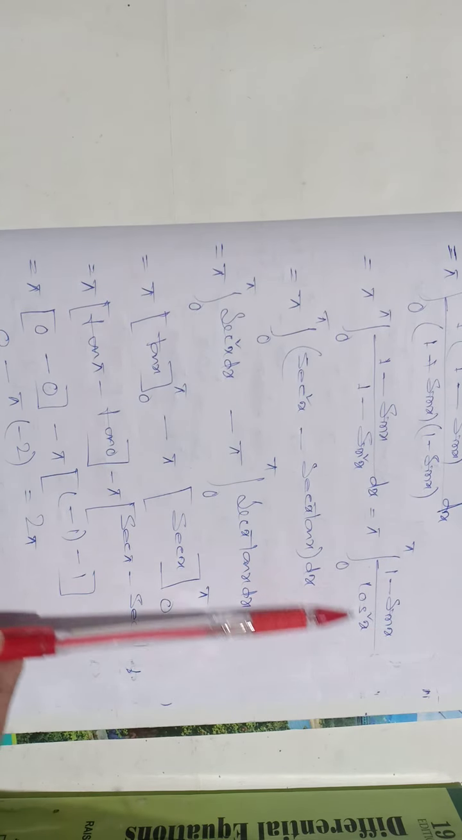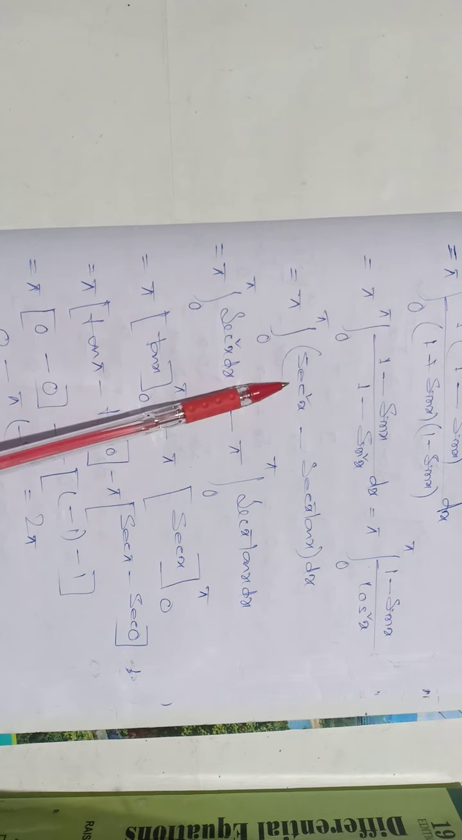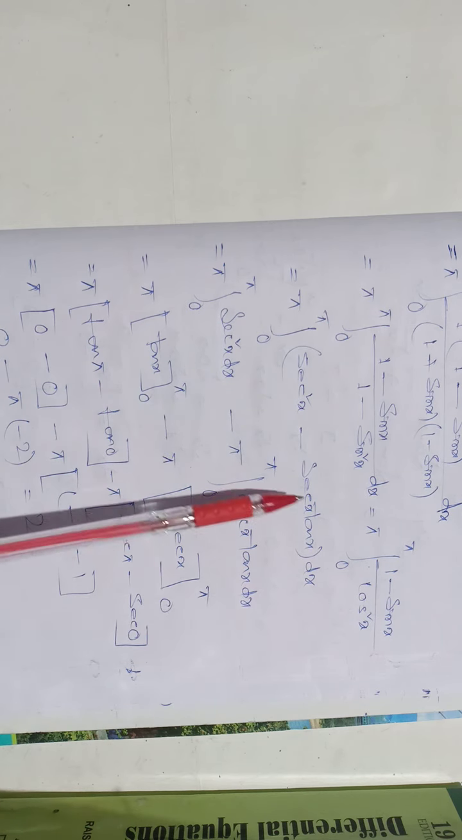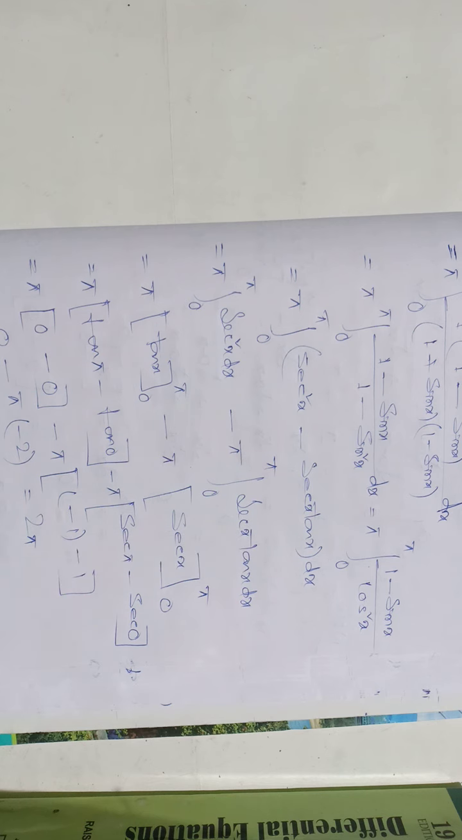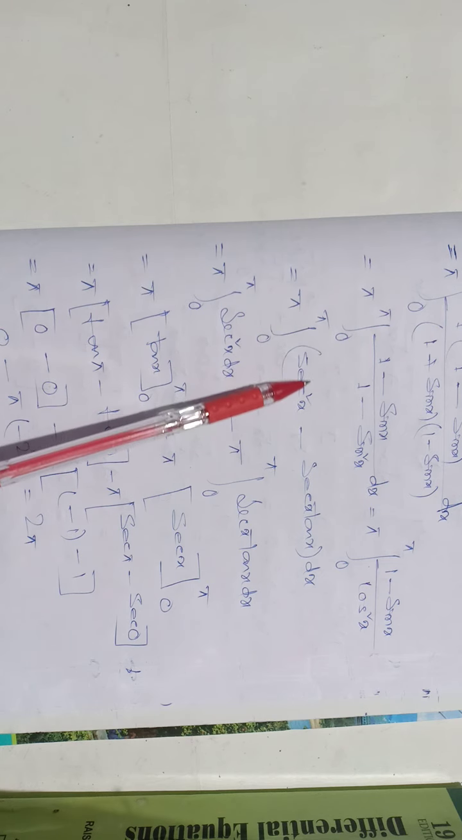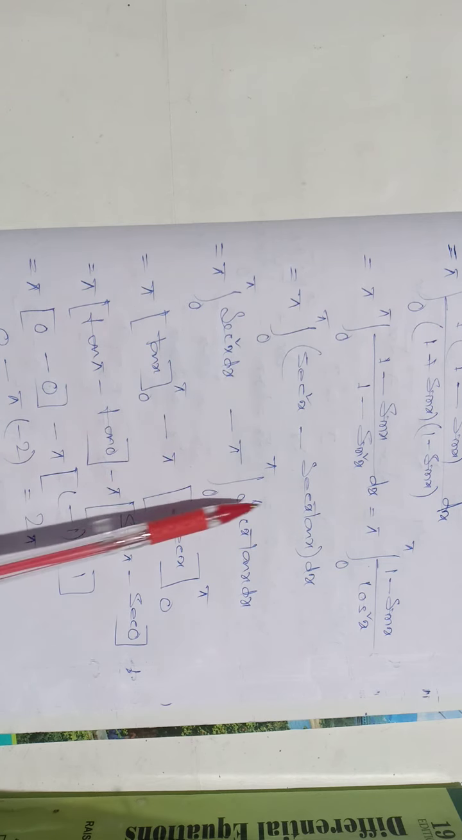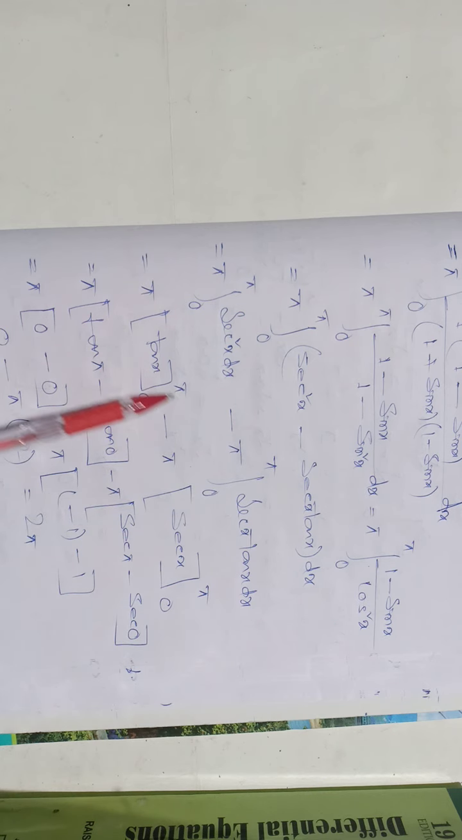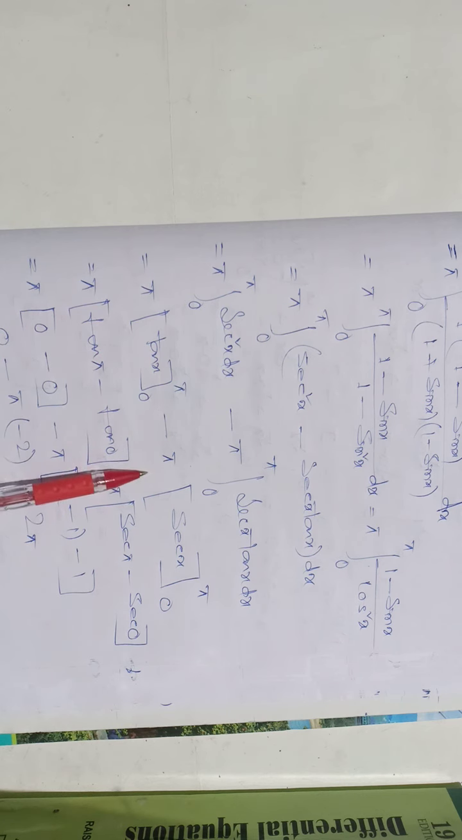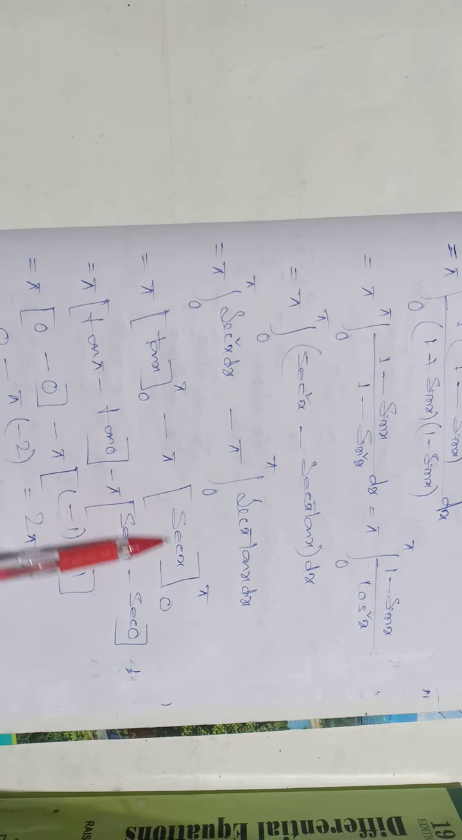Now if you split this one, 1 by cos squared x is sec squared x, and sin x by cos squared x is sec x tan x. Now splitting the integration: pi times the integral from 0 to pi of sec squared x dx minus pi times the integral of sec x tan x dx. Now the integration of this one is tan x, so pi tan x with limits 0 to pi, minus pi times the integration of this, sec x, from 0 to pi. Now pi into (tan pi minus tan 0) minus pi into (sec pi minus sec 0).